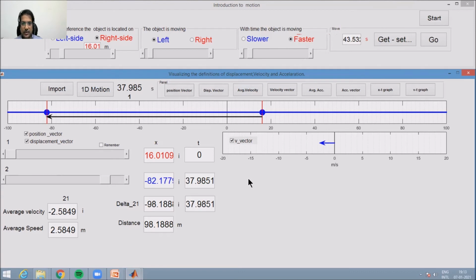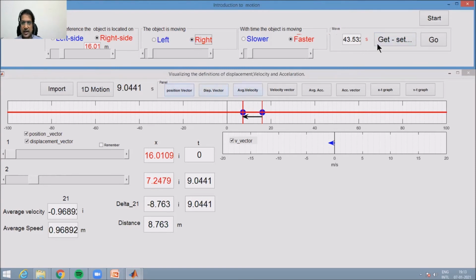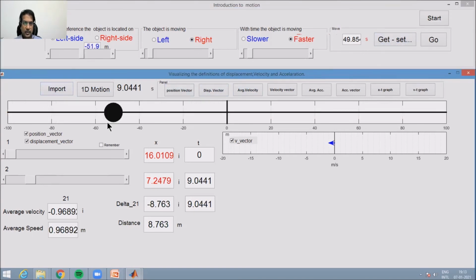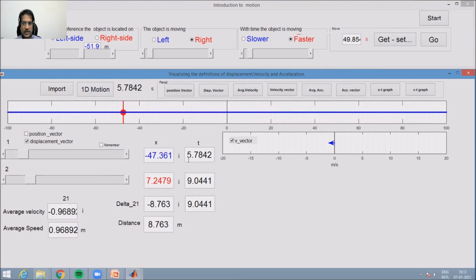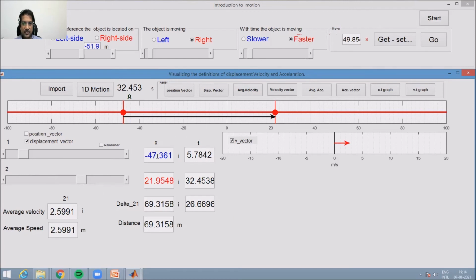Now let us put the arrows for an object moving towards the right. For that, let us select the object moves towards the right. So this is the motion. Let us observe it. First instance of time, minus 5.78 seconds. The object is here. Second instance of time, and this is the displacement vector, and this is the average velocity vector. So we can see the sign of displacement and average velocity are same. So are the direction of vectors. Both are pointing towards the right.